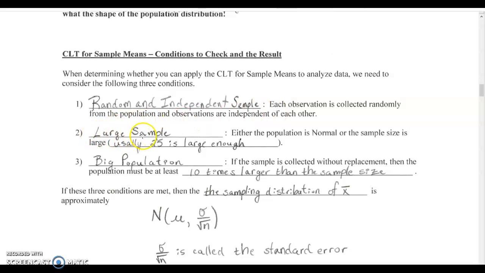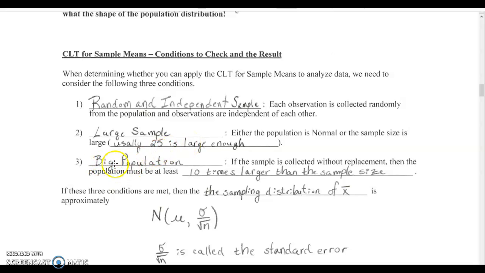We also have to have a large sample. A large sample in this case means that either the population itself is normal. If we know that the population we're pulling from is normal, then it doesn't matter what sample size we have. Any sample size is large enough. However, if we don't know about the population or it's not normal, then the sample size must usually be 25 or bigger. We need to have 25 or more.